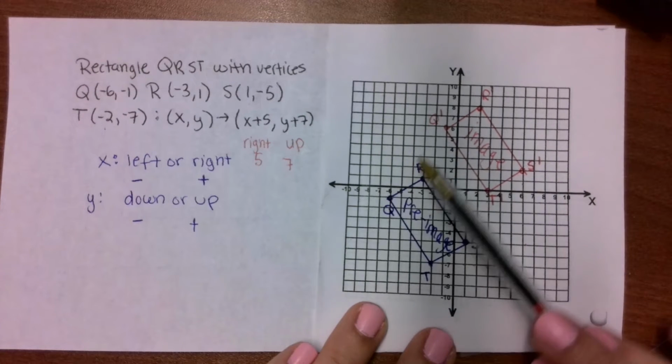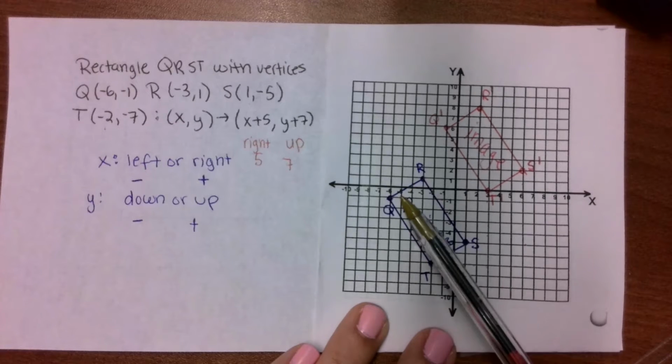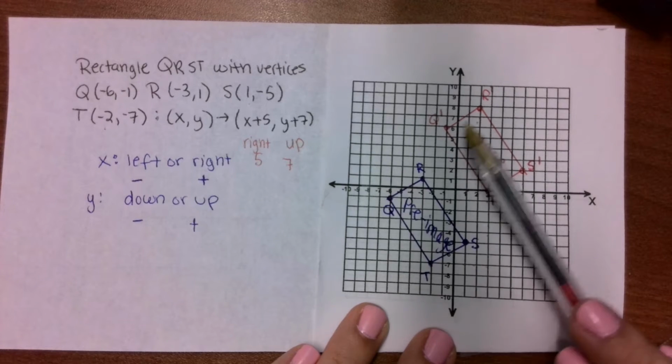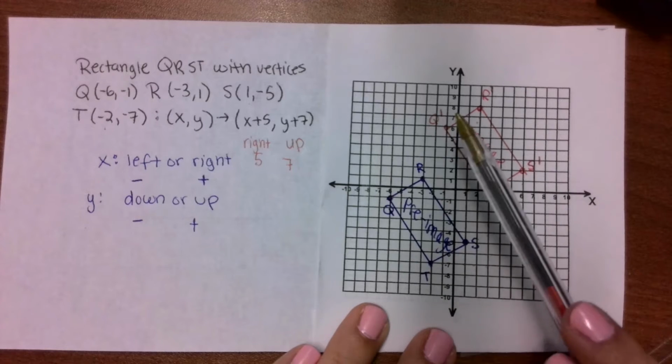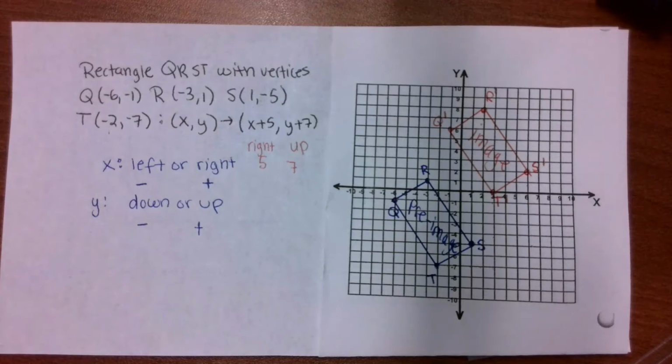All we did was slide it 5 units to the right and 7 units up. That's a translation, sliding. So this is a rigid transformation because we still have the same shape and size, so they're both congruent in that case.